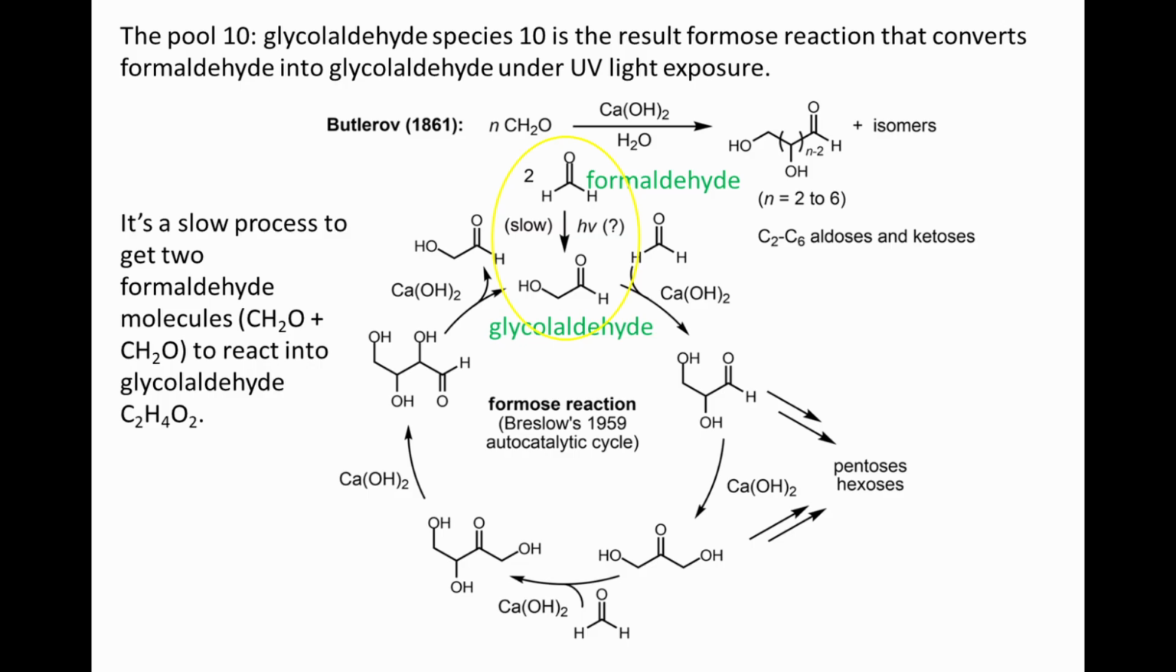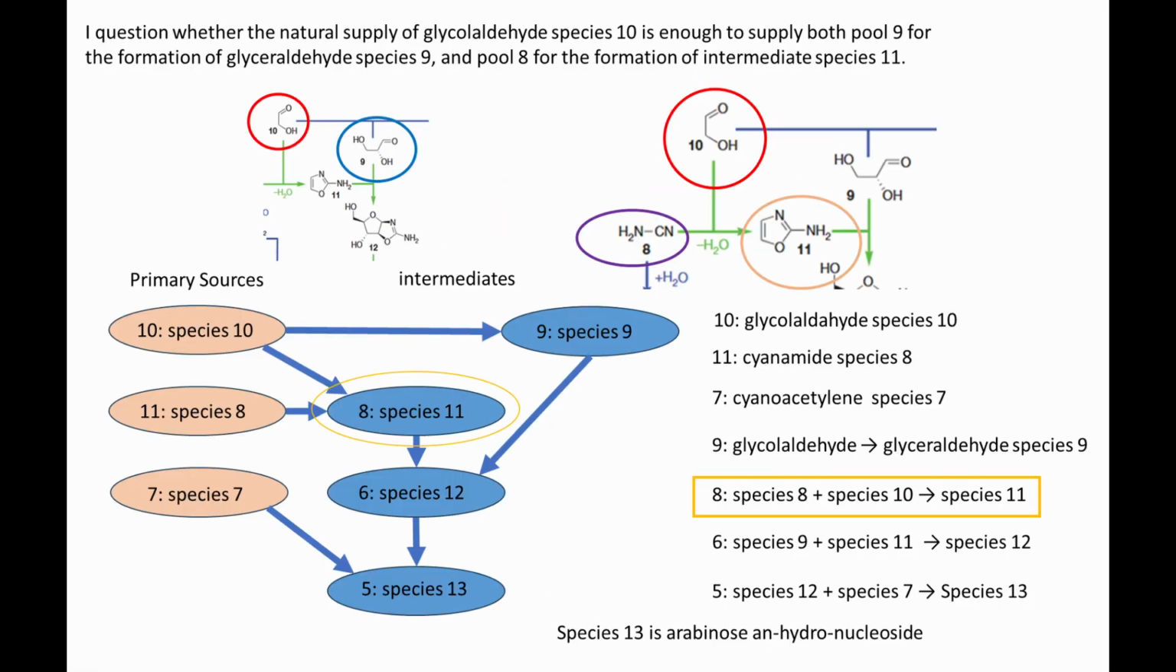Pool 10, glycolaldehyde species 10, is the result of the Formose reaction that converts formaldehyde into glycolaldehyde under UV light exposure. Yes, formaldehyde is a naturally occurring chemical species, but the Formose reaction to create glycolaldehyde species 10 is slow. I question whether the natural supply of glycolaldehyde species 10 is enough to supply both Pool 9 for the formation of glyceraldehyde species 9 and Pool 8 for the formation of intermediate species 11.